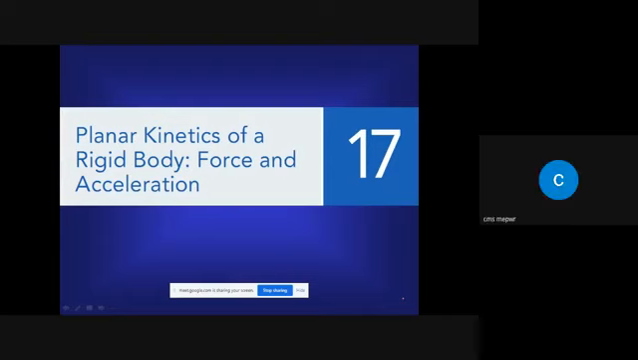Okay, before going into the main lecture, which is again from chapter 17 of your R.C. Hibbeler book, the title is Planar Kinetics of Rigid Body. And since we are studying the kinetics of rigid bodies, definitely the effect of force, which will be in the form of acceleration, will be involved in this chapter.